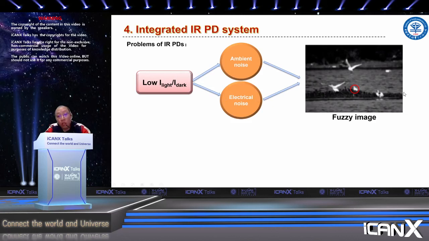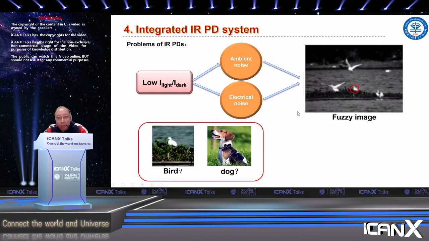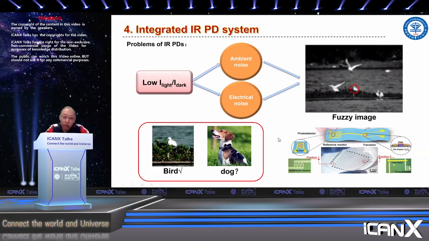This is a very famous image for infrared photodetector researchers. You can see here that with infrared photodetectors we can detect the bird, but for the object in the red circle, we don't know what it is. Maybe it's a bird, maybe it's a dog. Actually it's a bird, but for a conventional photodetector, because of the low on-off ratio, we can only get a very fuzzy image. This fuzzy image will cause wrong results from the detector.